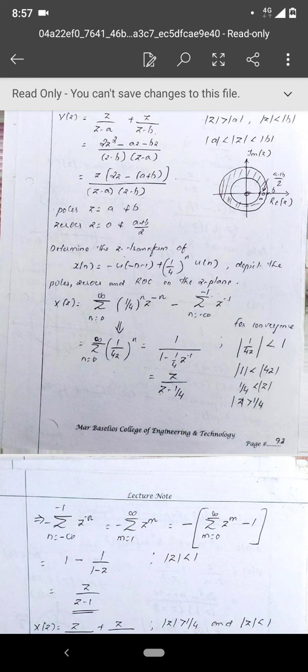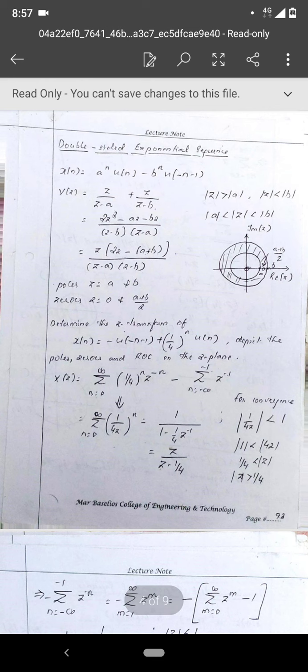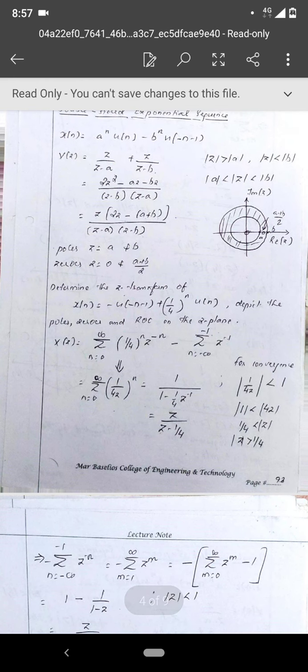In the same way, we have seen this problem in a more generalized way. If you have some numbers like x of n is equal to minus u of minus n minus 1 plus 1 by 4 the whole raised to n u of n, then just substitute the results here.